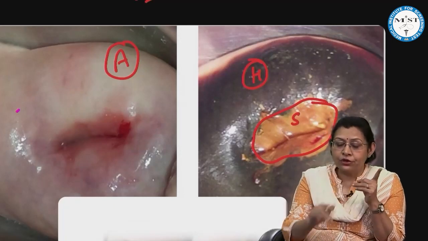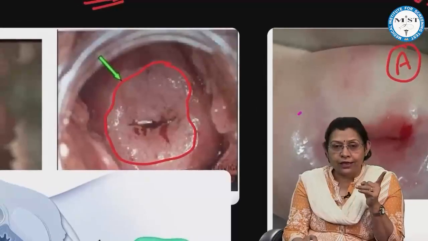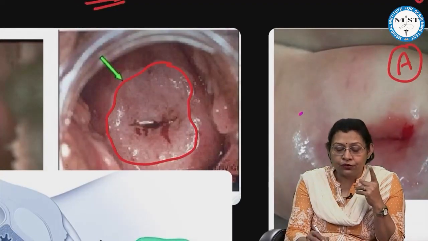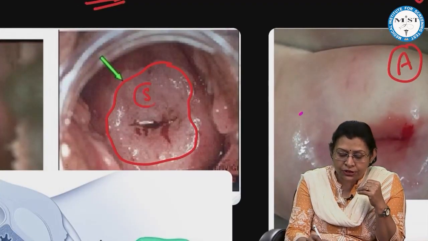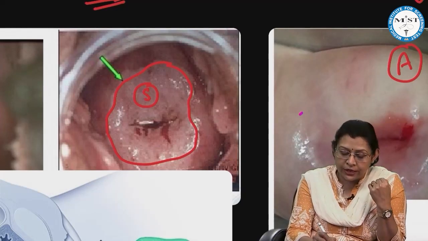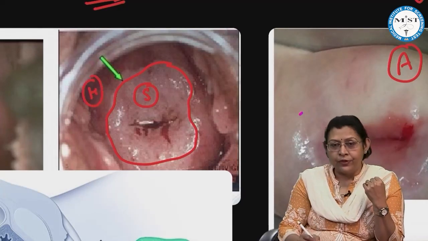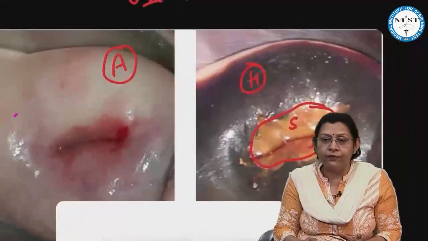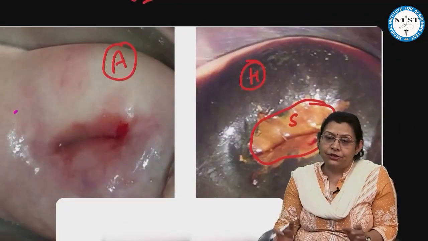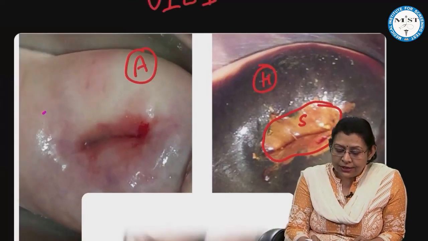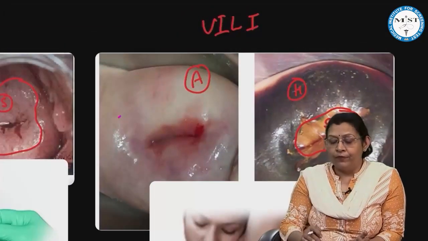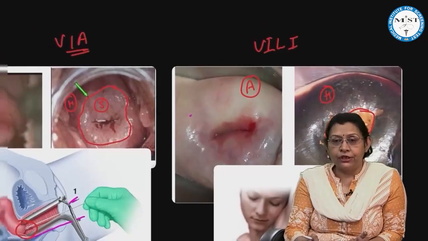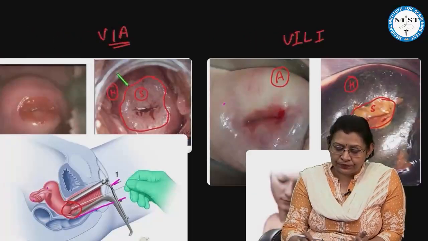While the interpretation was different in the VIA test. In the VIA test, the aceto-white patch was suspicious, and the non-aceto-white area was healthy. So in the VIA, the white patch is suspicious, while in the Schiller test, the colorless patch is suspicious. So this is again done for early detection of a condition, that is, a screening procedure.